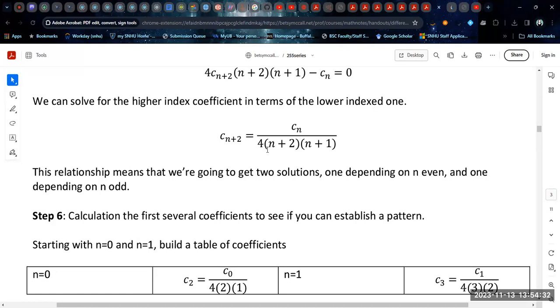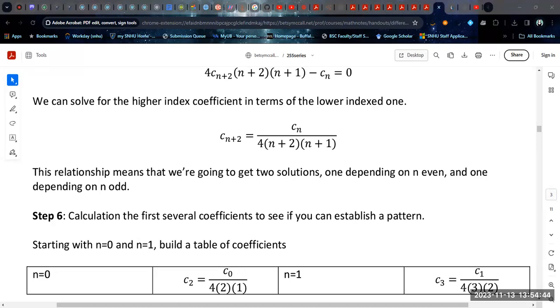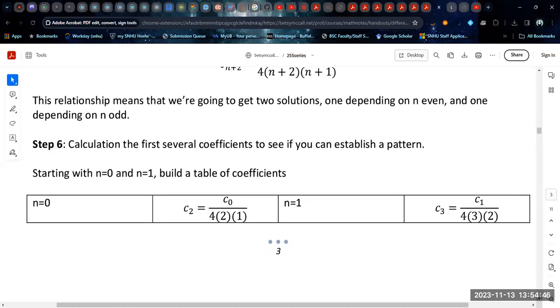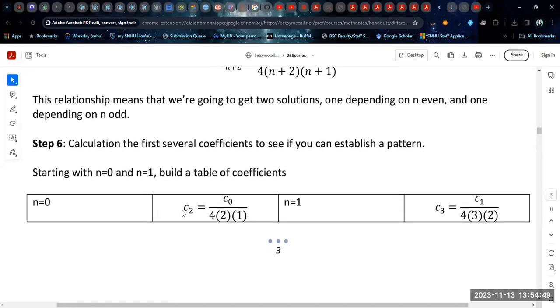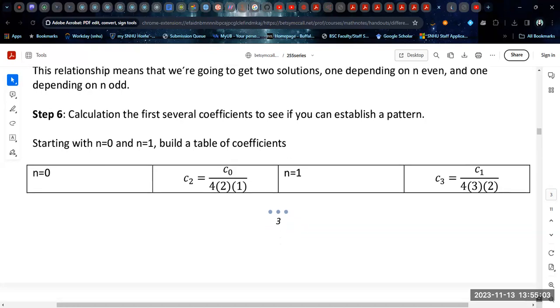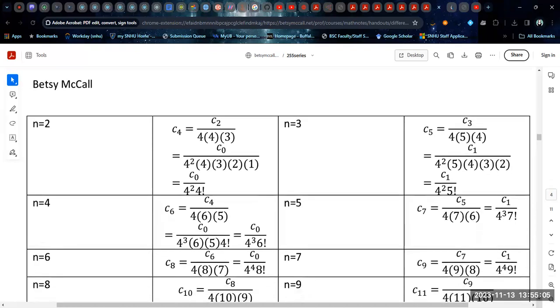So what we're going to do is start calculating some of these coefficients to see if we can establish a pattern based on our initial values. I've created a table here. We're going to start with n equals 0 and find C2 in terms of C0. And I've also started with n equals 1, that's that second sequence, and C3 then will be based on C1. And then we can keep going.